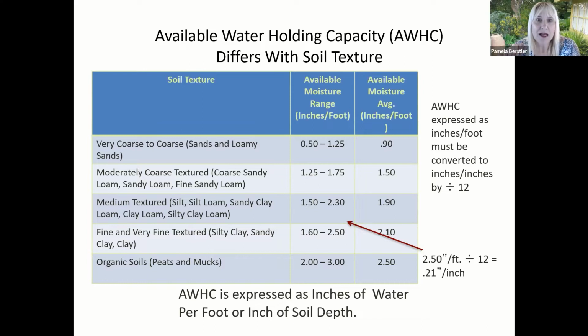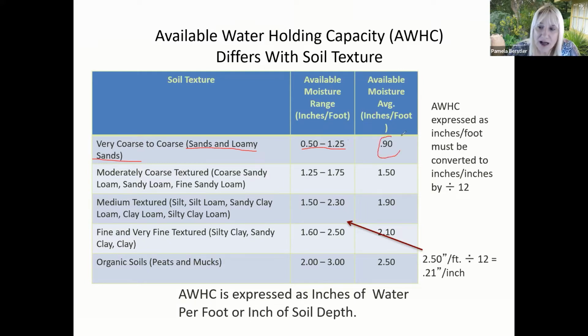And you can see that there's a range. So for sandy soils, right, coarse soils, you can see there is a range from 0.50 to 1.25. So there's half an inch, 0.50 inches of water per foot of sandy soil. And that is a range because if you have a loamy sand soil, you would have 1.25 inches of water per foot of loamy sand soil.